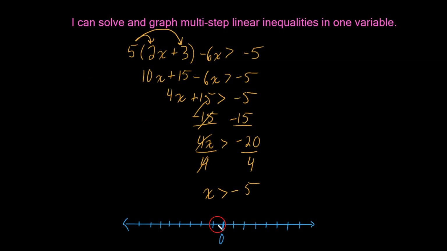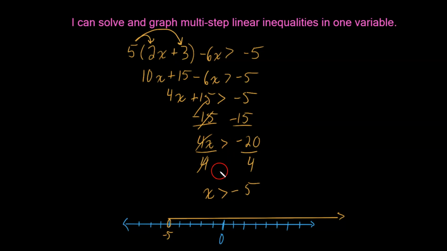So negative 5 on the number line is going to be at negative 1, negative 2, negative 3, negative 4, and negative 5. So right here is that negative 5. And it is just greater than, not greater than or equal to. And because it is greater than, we are going to move to the right here. So any value from negative 5 all the way to positive infinity should be able to be substituted into this inequality and give us a true statement.